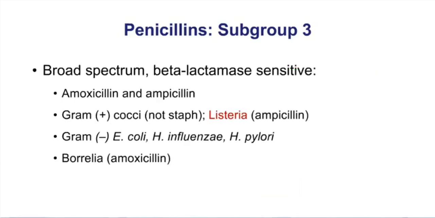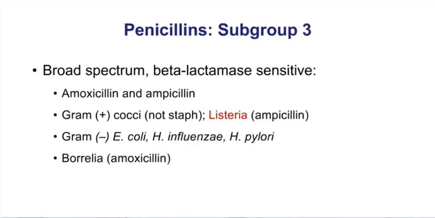Our third group of penicillins are the broad-spectrum drugs amoxicillin and ampicillin. These drugs are beta-lactamase sensitive. They can be cleaved if the organism produces beta-lactamase enzymes. Now, broad-spectrum implies that not only will these drugs kill gram-positive organisms, but they begin to kill some gram-negatives. That's what makes them broad compared to the other two groups, which were narrow and very narrow.